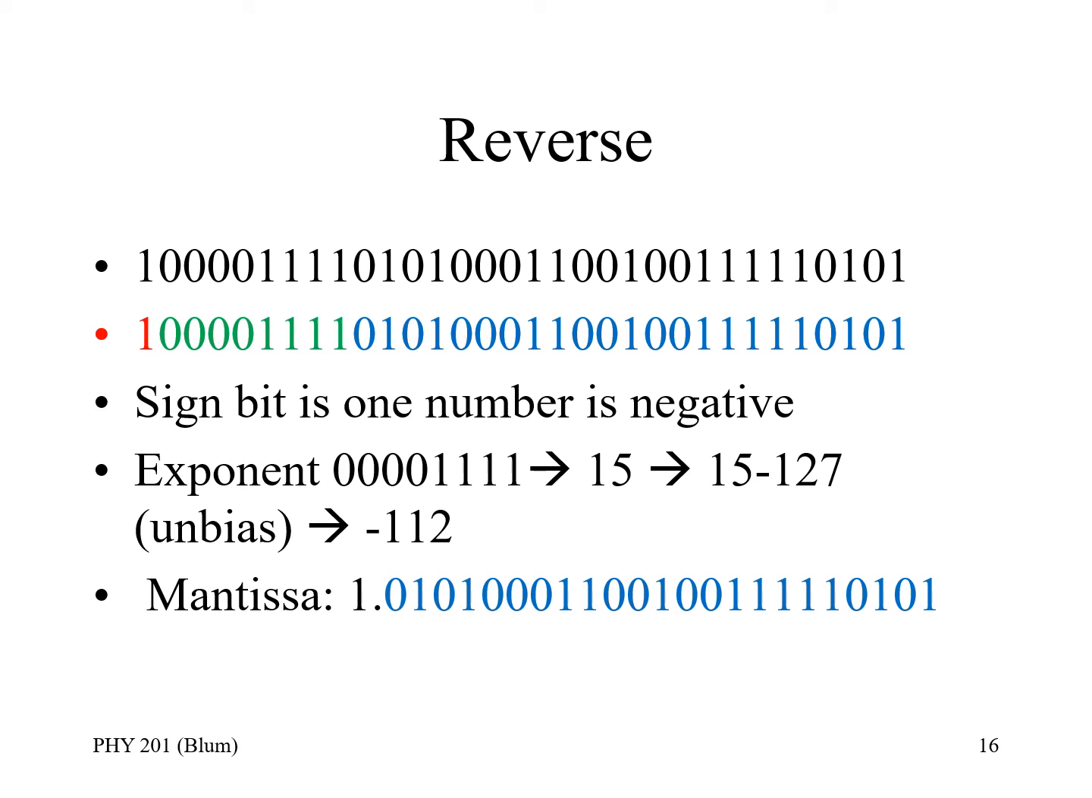The 23 remaining bits are the Mantissa, and remember that there's an implied 1, so I show in the Mantissa the implied 1 in black, and then the blue numbers are the 23 numbers that were stored. Now we must find out what the Mantissa is and finish the job.